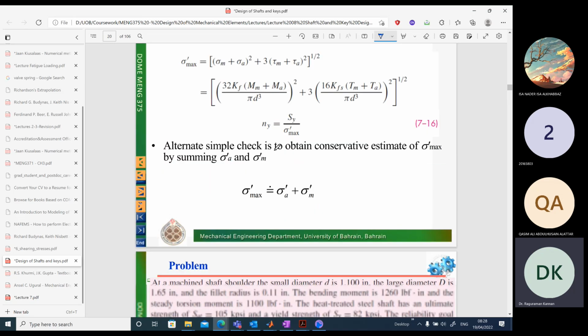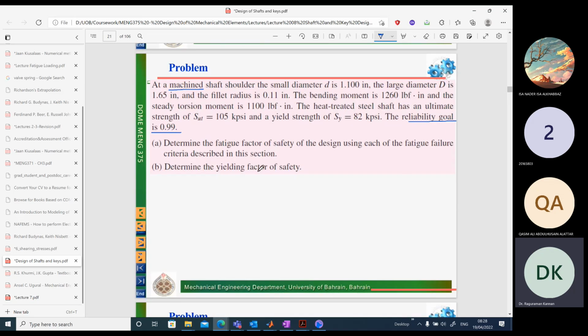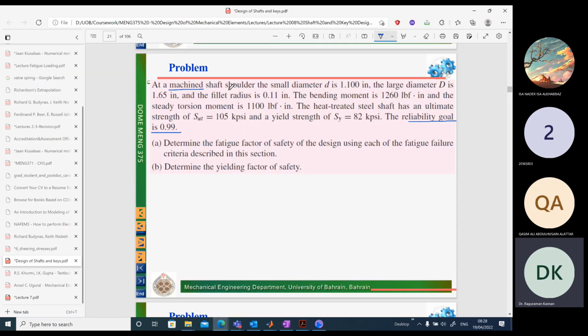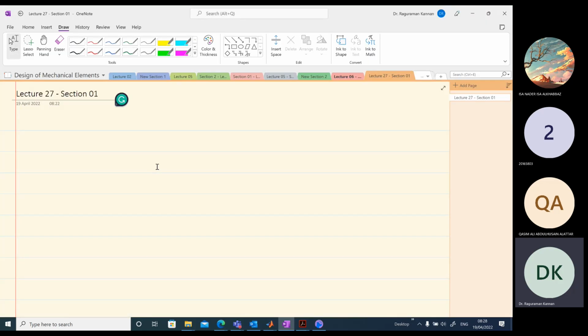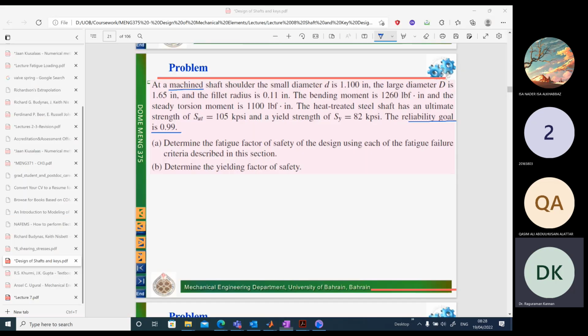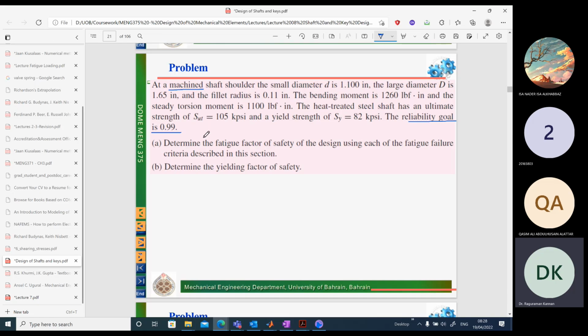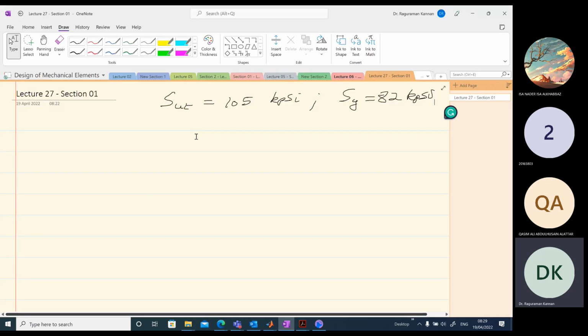Let's go back to the problem here. Let's try to solve it. We are given a machined shoulder shaft. First of all, we note down the properties which are given. Sut is equal to 105 kpsi, and Sy is equal to 82 kpsi. Then we need to evaluate Se.